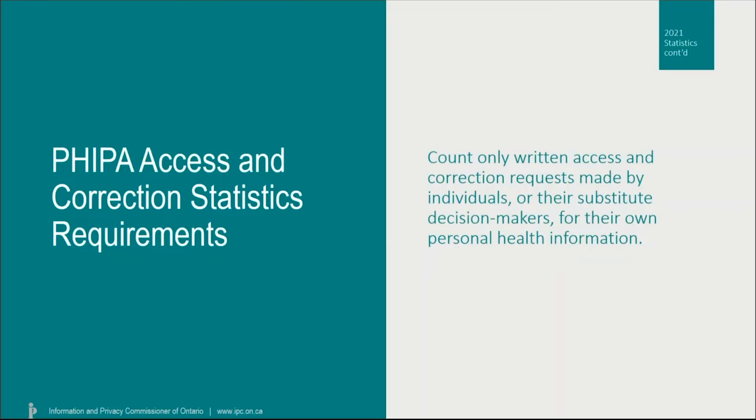So we do often get questions about should we include access requests that were made on behalf of the patient by a substitute decision maker, anyone on that list under 26, or even a lawyer. And the answer is, context-wise, if they're making the request specifically on behalf of the patient as it relates to access and correction, then please do include it if it, of course, is a written access request.